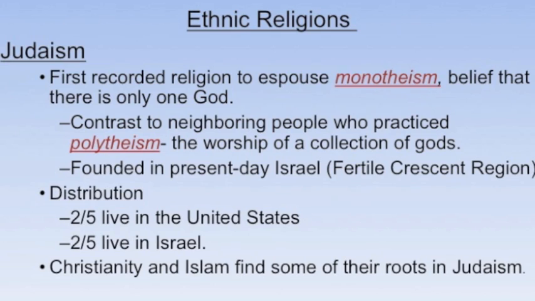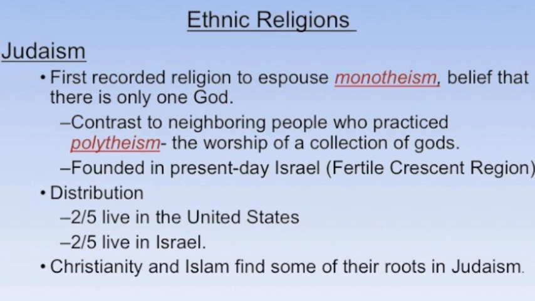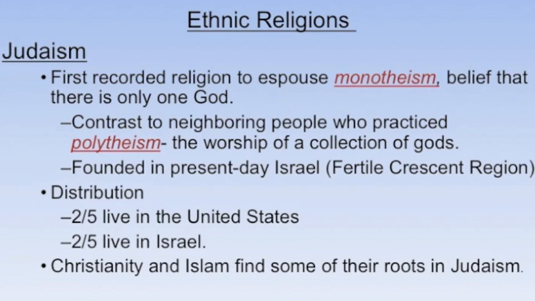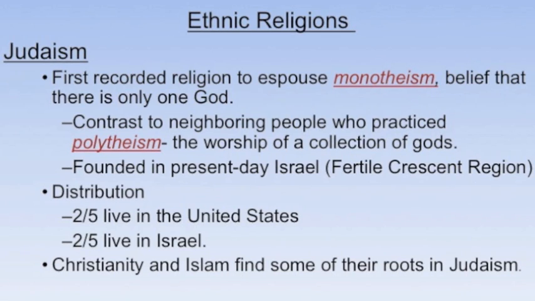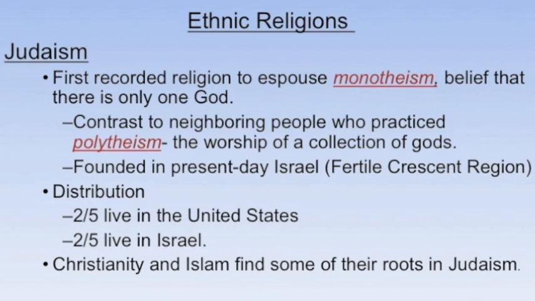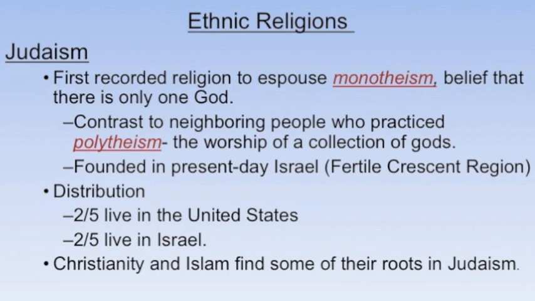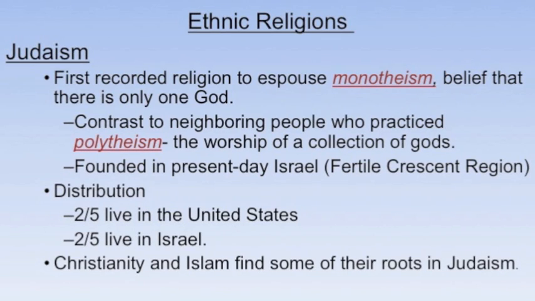It was founded 3,500 years ago in present-day Israel, the Fertile Crescent region, right off the coast of the Mediterranean Sea. As for distribution, 2/5 of them live in the United States, 2/5 still live in Israel, and another 1/5 of the Jewish population is dispersed throughout the world. Christianity and Islam find a lot of their roots in Judaism. Judaism was the first, and Christianity takes a lot of its beliefs and practices from the Jewish Torah, which is the first 5 books of the Bible.